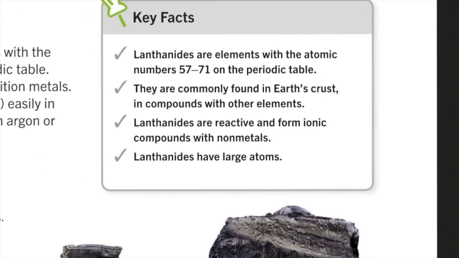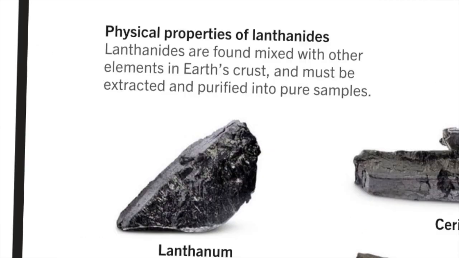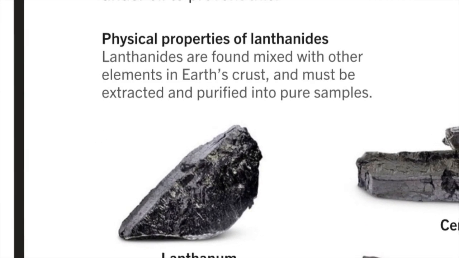First, key facts: lanthanides are the elements with the atomic numbers 57 through 71 on the periodic table. They are commonly found in Earth's crust in compounds with other elements. Lanthanides are reactive and form ionic compounds with nonmetals. Lanthanides have large atoms. So the physical properties of lanthanides. Lanthanides are found mixed with other elements in the Earth's crust and must be extracted and purified into pure samples.